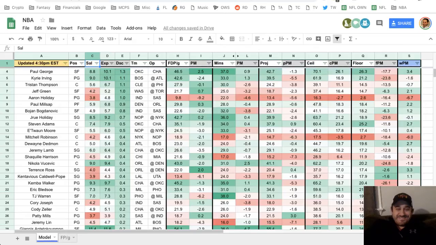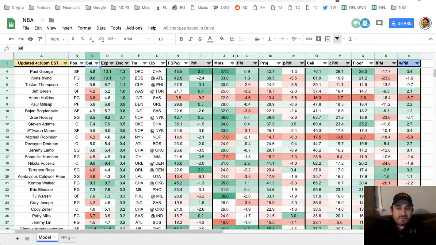And of course, my window is not working. Hang on. There we go. All right, technical difficulties. So here's the sheet. I see a couple of you are in there.